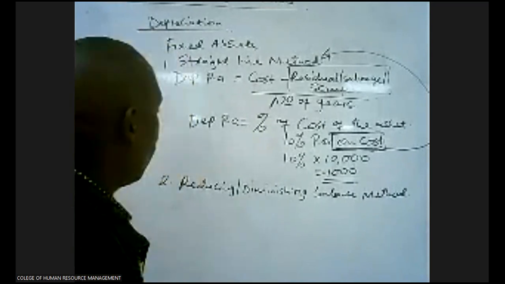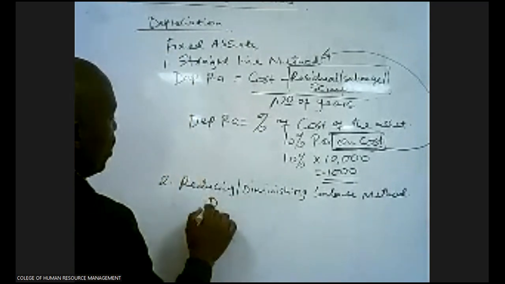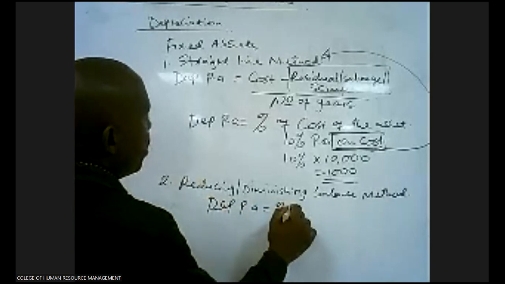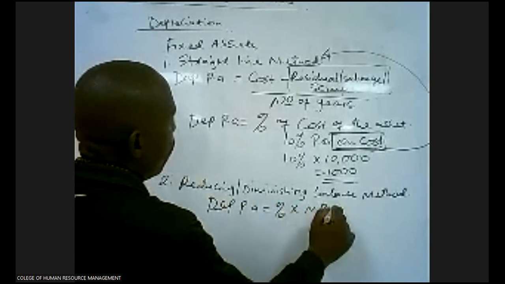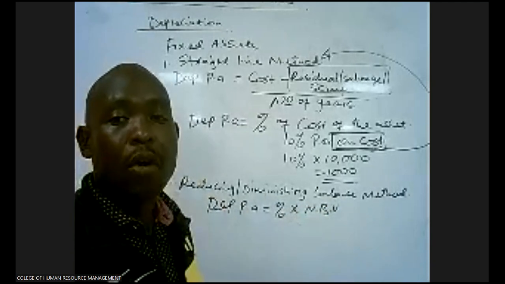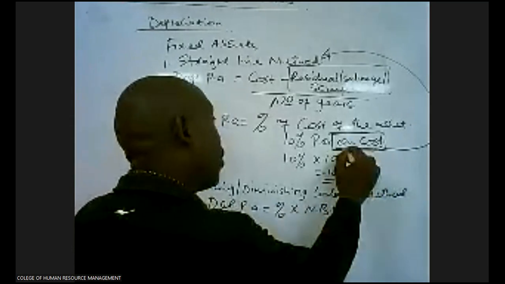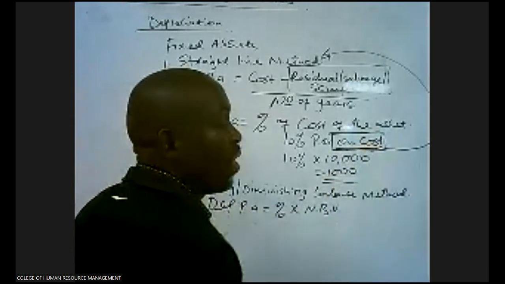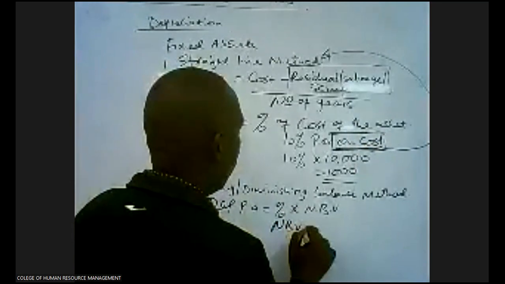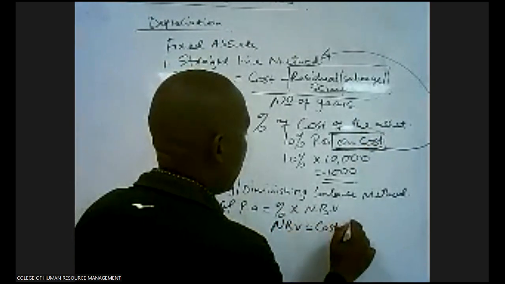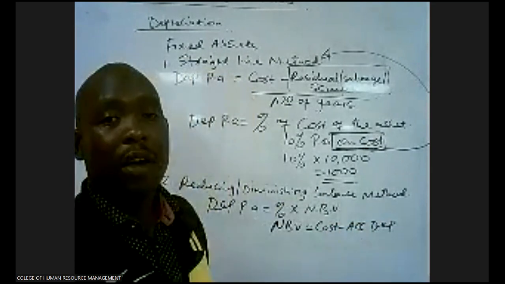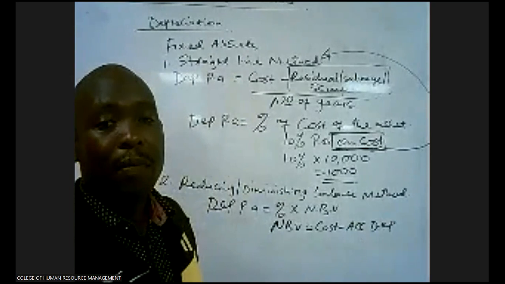So the depreciation per annum is given by a percentage times the net book value, NBV, a percentage of the net book value, not the cost. It is now the net book value. The net book value, NBV, you simply take the cost minus accumulated depreciation.